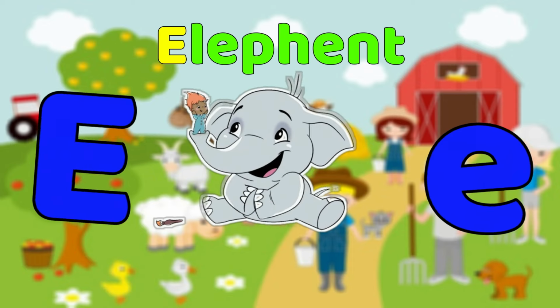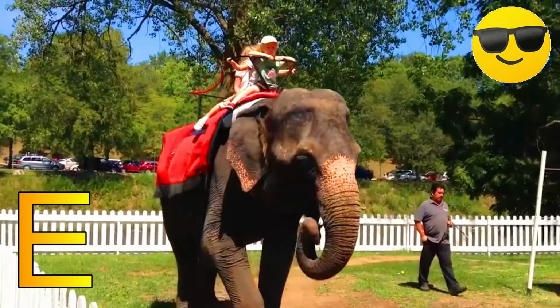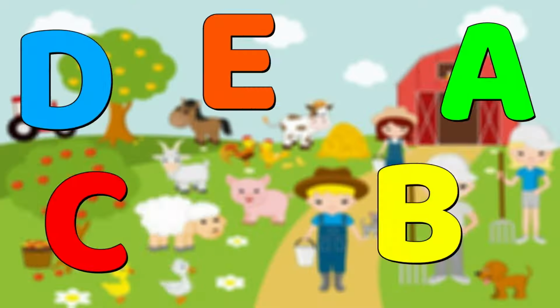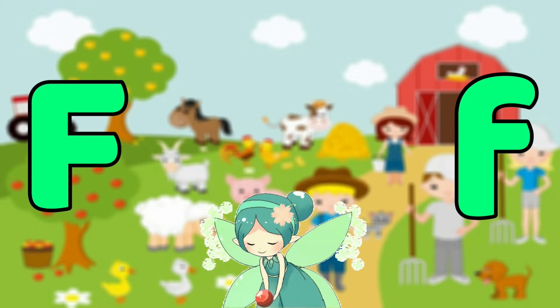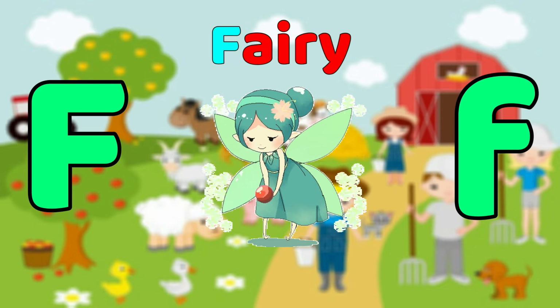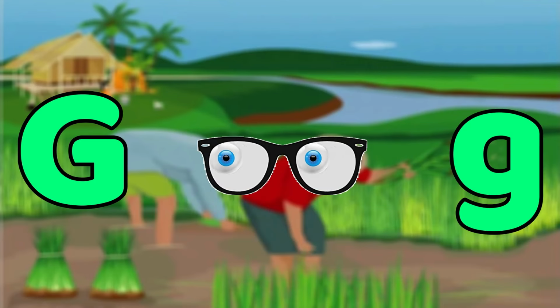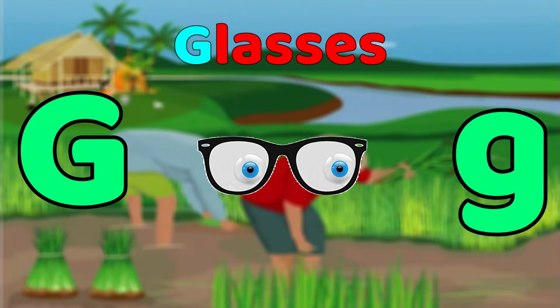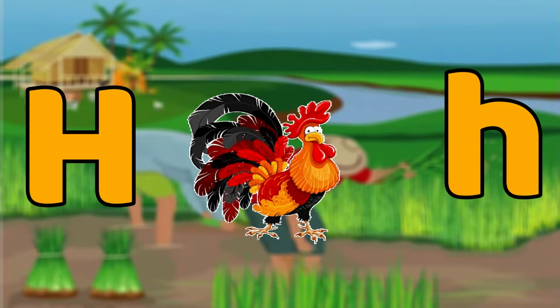E is for elephant, elephant. F is for fairy, fairy, F, fairy. G is for glasses, glasses, G, glasses. H is for hand.